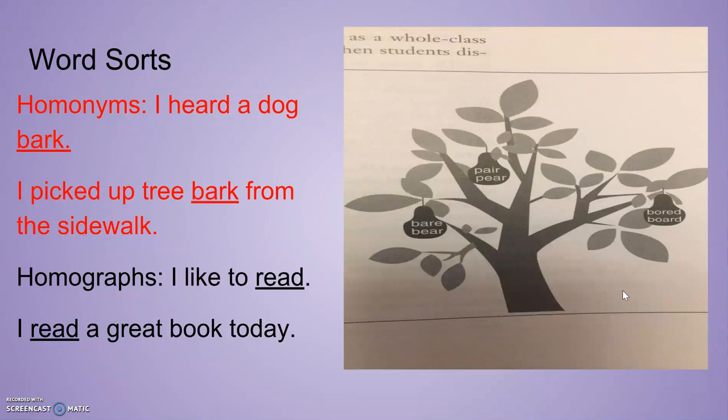I heard a dog bark. I picked up tree bark from the sidewalk. Homographs are words that are spelled alike but have different meanings. I like to read. I read a great book today.